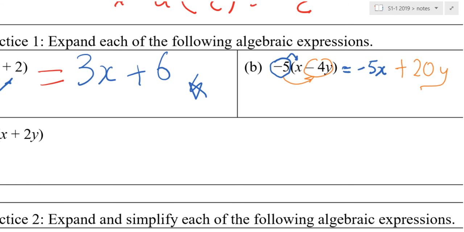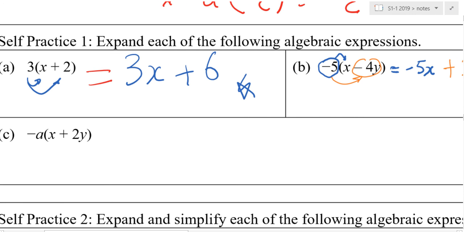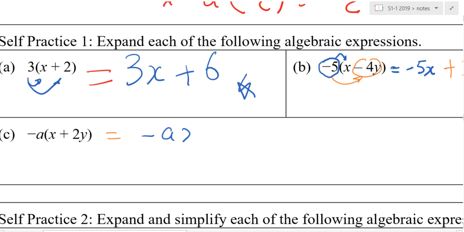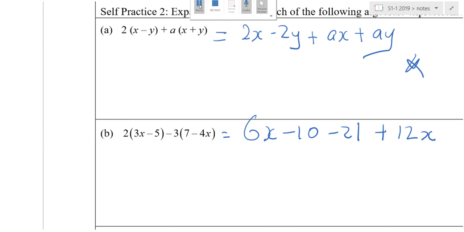Who cannot get it? Can you try C now? You answer C correctly, you go. Minus AX minus AY. Is C correct? Okay, go toilet. Who don't see the plus 12x? Saw, seen, see, in. Good.